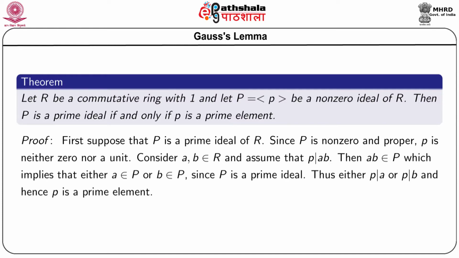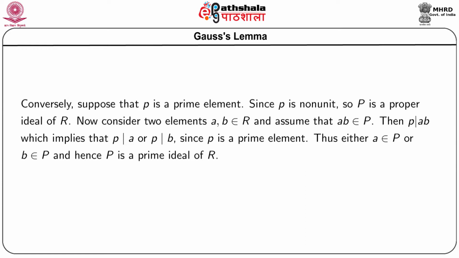For the converse, suppose that P is a prime element. Then from the definition of prime elements, it follows that P is non-unit, and so the ideal generated by P, which we denote here by (P), is a proper ideal of R. Now, to prove that this ideal (P) is a prime ideal, consider two elements A, B in R and assume that their product AB is in (P). We are to show that either A belongs to (P) or B belongs to (P).